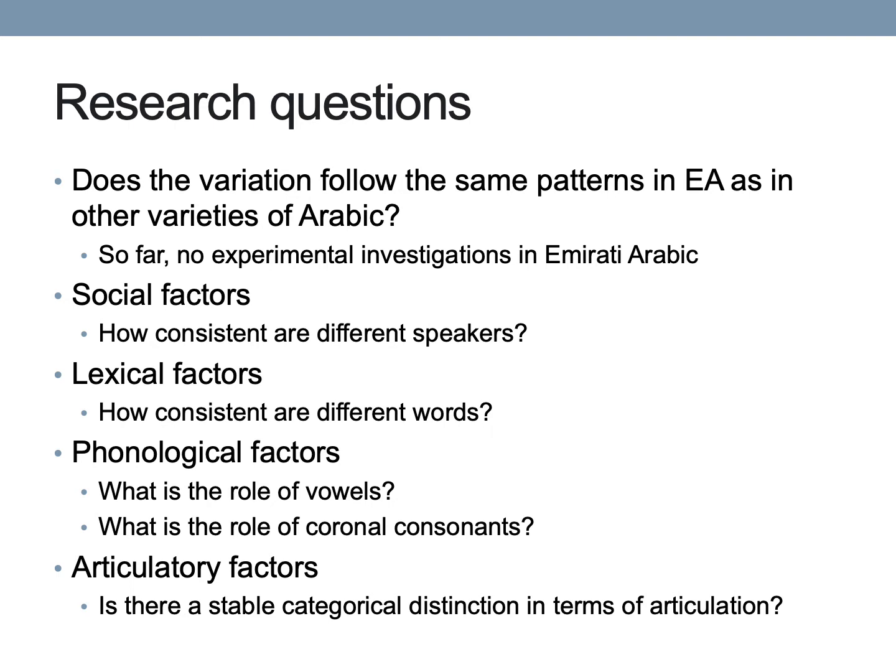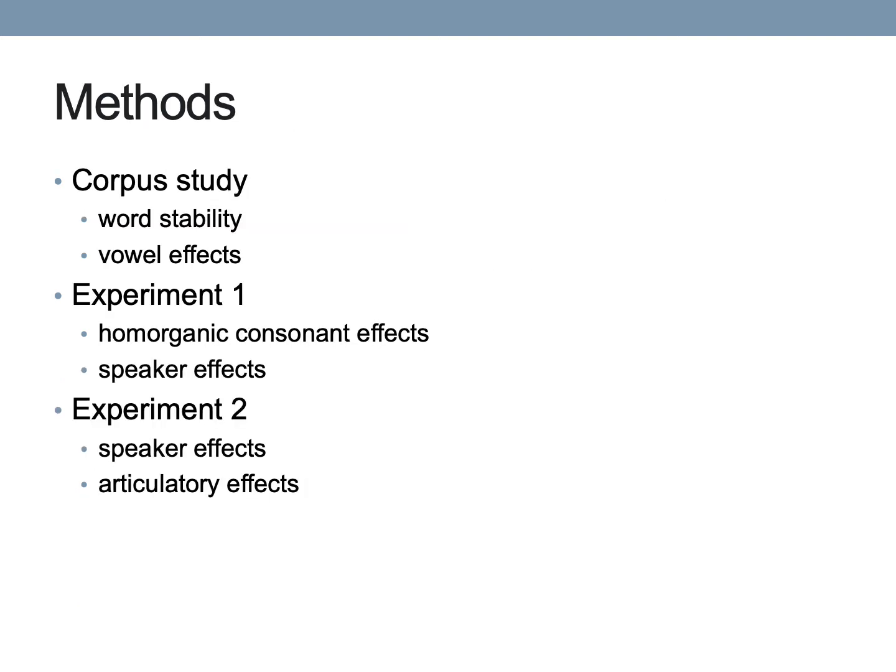So we wanted to know if the variants are stable across speakers or words, and we also wanted to see whether we can find an effect of vowels and homorganic consonants on the two processes. Finally, we were interested in whether the different Affricate variants are stable within speakers and related to a consistent categorical difference in articulation. We used different methods to address our research questions.